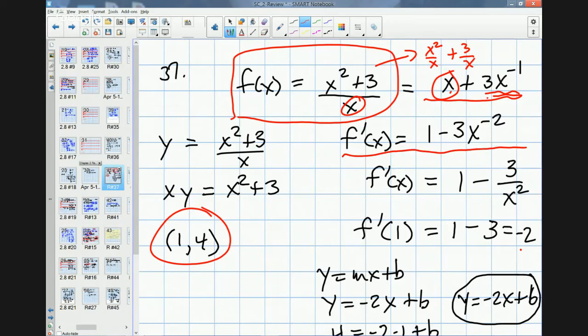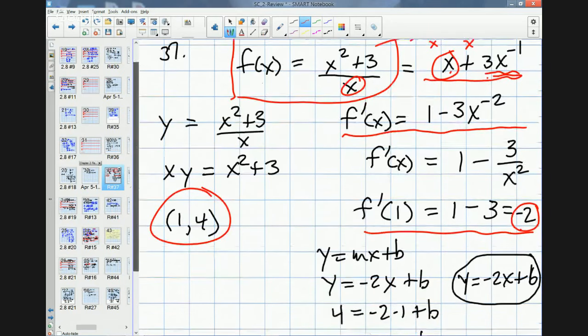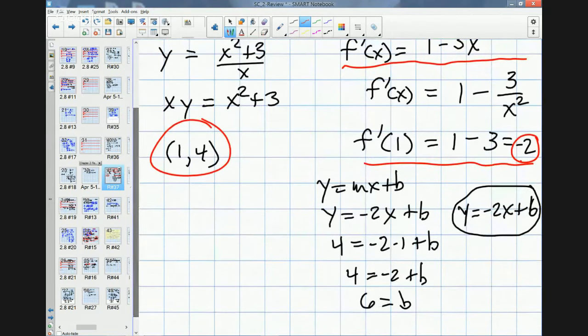What's our derivative at 1? Well, when you plug it in and do the arithmetic, it turns out to be negative 2. The rest of the problem is just straight line algebra again. Plug in your negative 2 for m. Plug in the whole point, (1, 4), and solve for b. And then you get the equation of your tangent line.